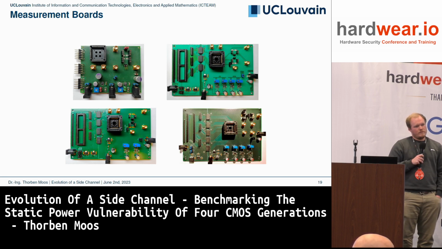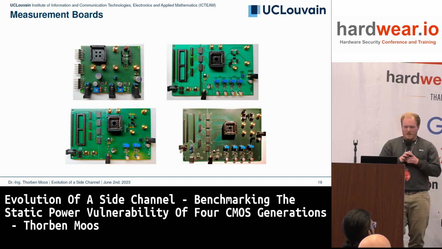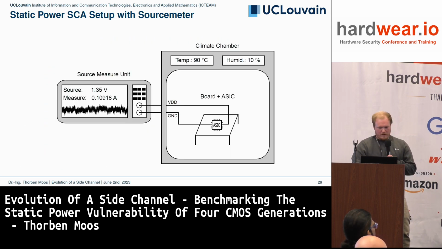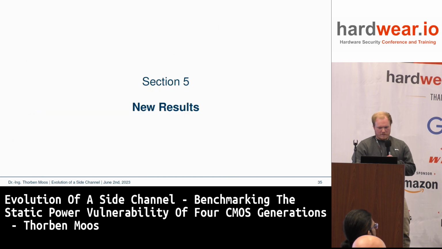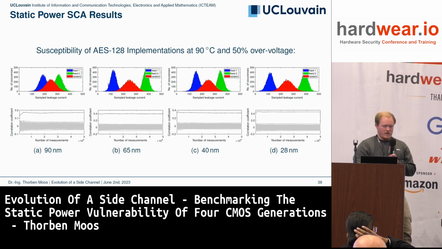I see in your presentation that you used only correlation power analysis. Do you think that if you move to template attacks, you may find another difference? Or yes. I mean, these are CPA.